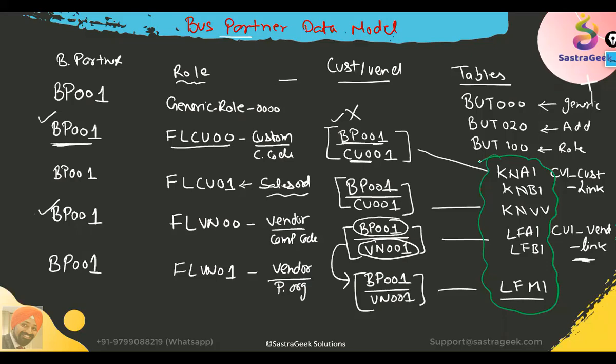So because of that, there is a minimal impact on the order to cash and procure to pay cycles, because the same data model exists. Some people also say, I don't know from where they get the information, that the business partner has been adopted to reduce the data footprint. Personally, I don't see any reduction in the data footprint.